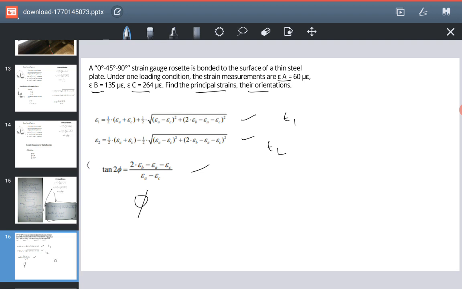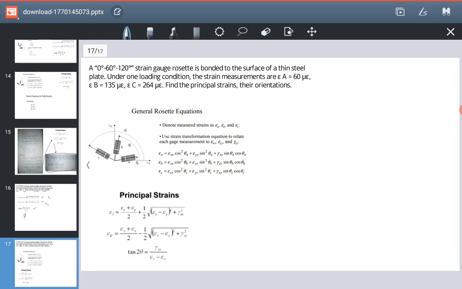Okay, now let's come to the second one. We are given a 0, 60, 120 strain gauge. Okay, the values are the same. So what I'm going to do is that since I do not have the specific equations, I'm going to utilize these general equations. Okay, I'm given the values of EA, EB and EC. Okay, I'm going to put these values here and I'm going to put the values of theta A, theta B and theta C. So I will have 3 unknowns and 3 equations.